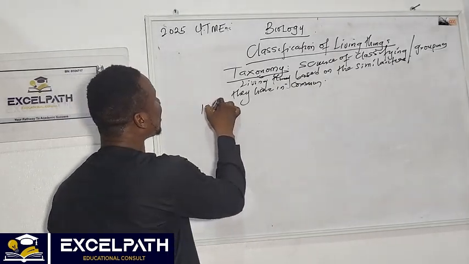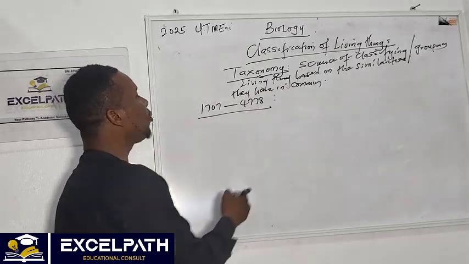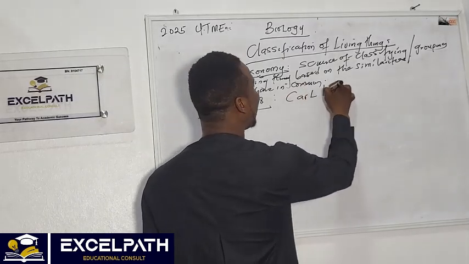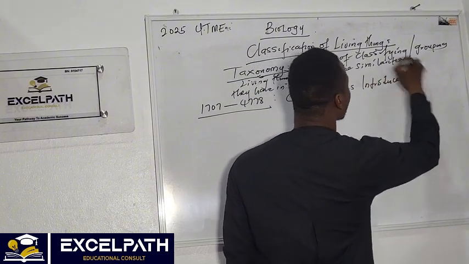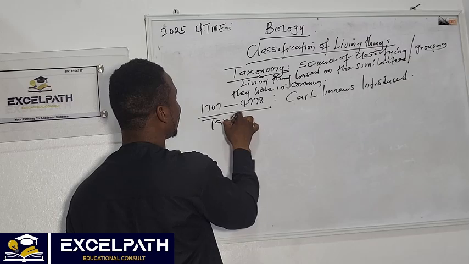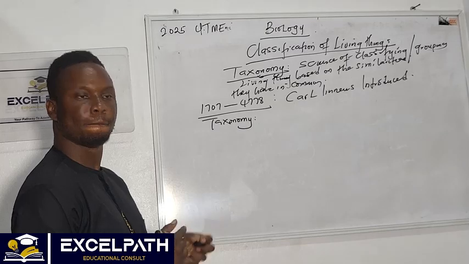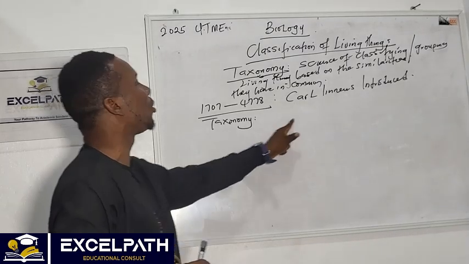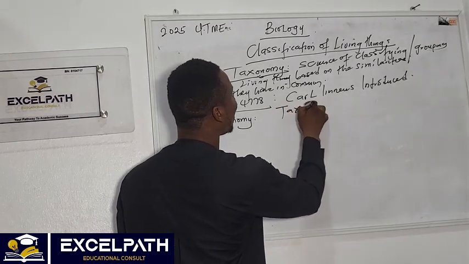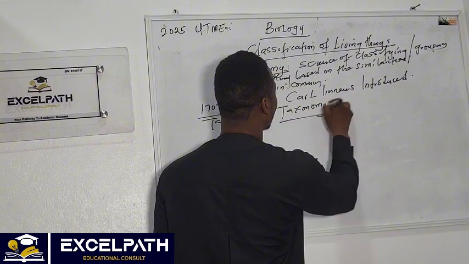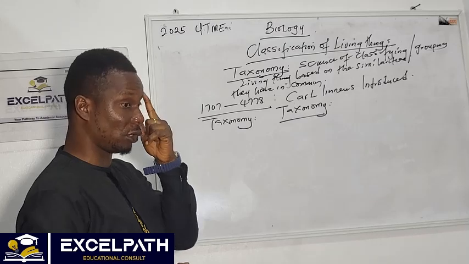In 1707 to 1778, Carolus Linnaeus introduced taxonomy. So who introduced taxonomy? Carolus Linnaeus. In fact, he is accredited as the father of classification, which is taxonomy.